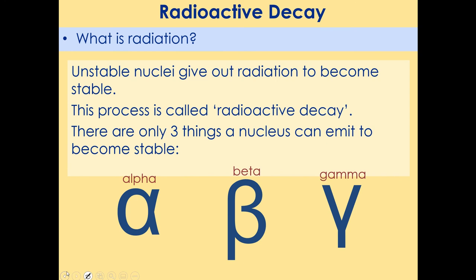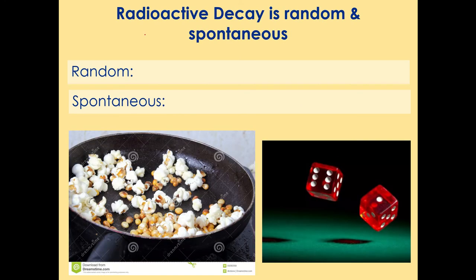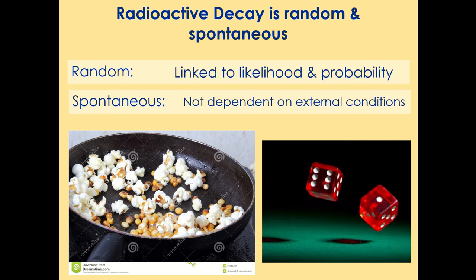Okay, so the first thing is, irrespective of which type of radiation it is, all radioactive decay is random and spontaneous. What we mean by random is it's linked to likelihood and probability. So if I've got 100 radioactive nuclei, I could say, okay, well, one of them will decay soon, but I wouldn't know which one would be first. I could say, okay, probably 10 of them will decay in the next minute, but I wouldn't know which 10 that would be.